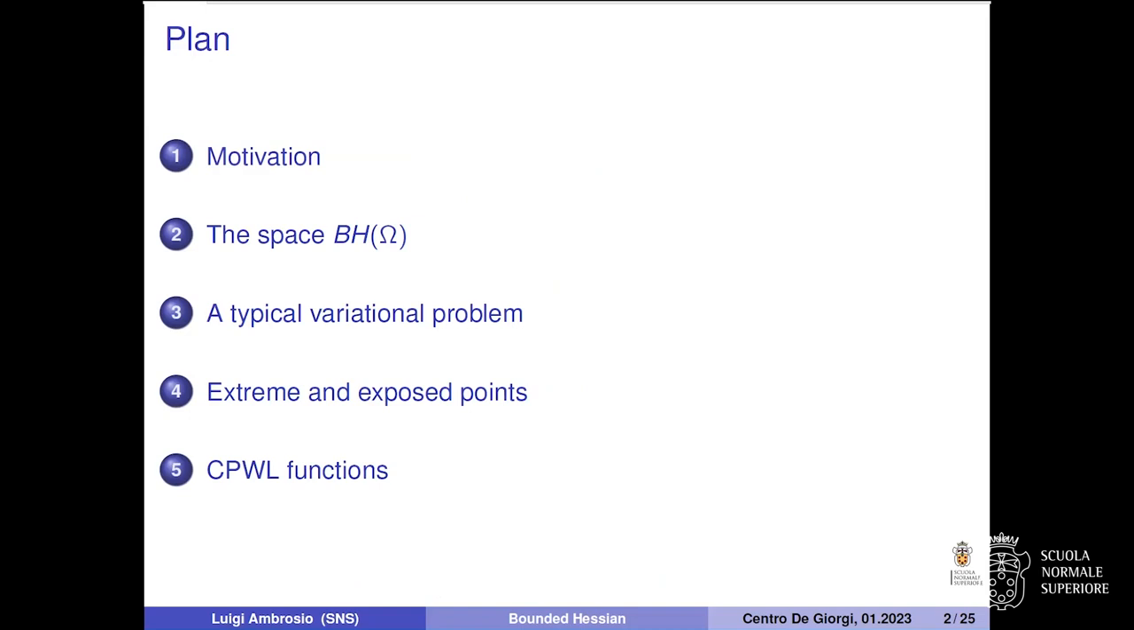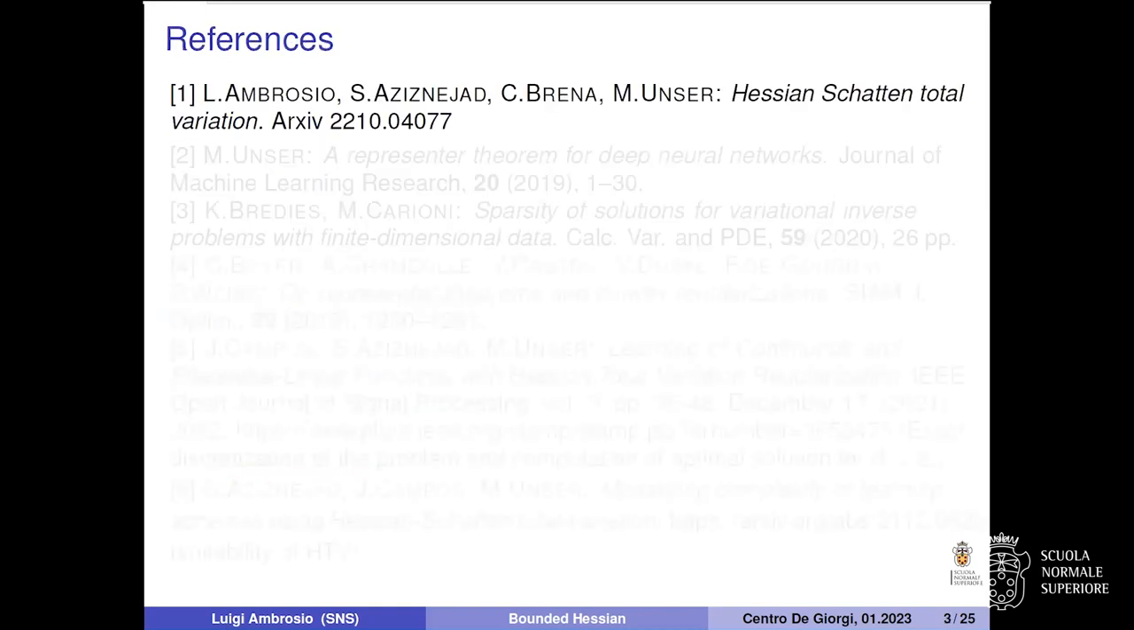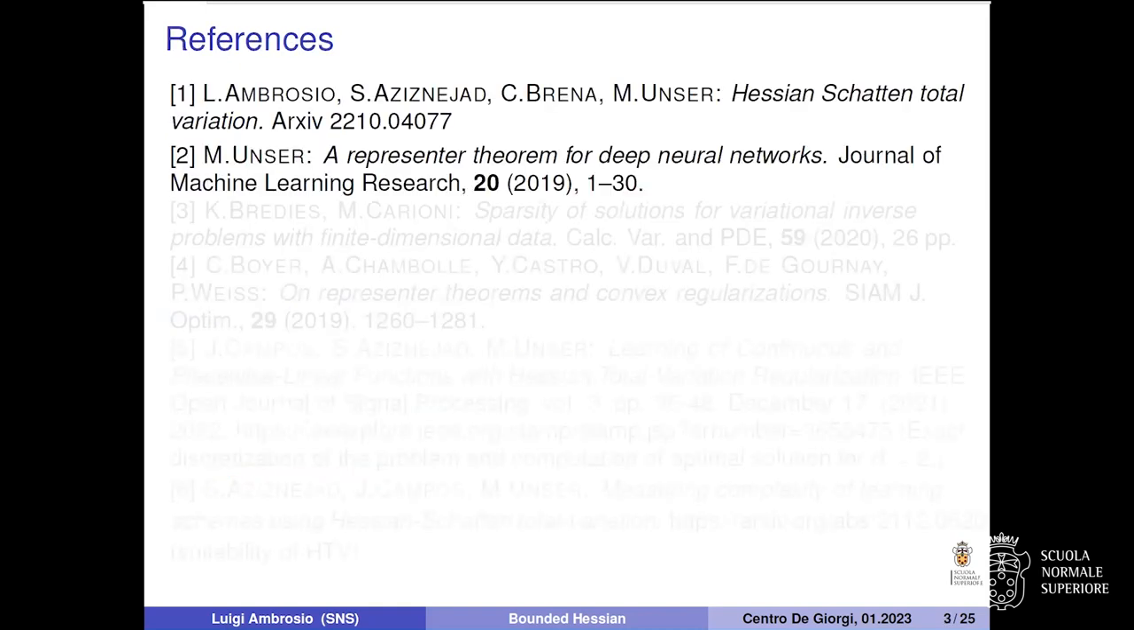Then I will mention a typical variational problem. And then I will go through the more geometric part, extreme and exposed points. And our focus will be mainly on this class of functions, CPWL, continuous piecewise linear, or piecewise affine functions. Okay, so this is the first paper, which is already available on arXiv.